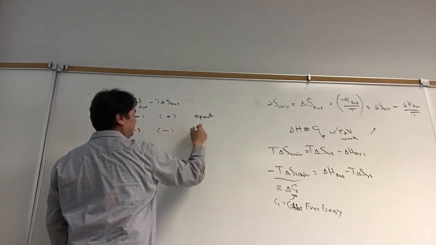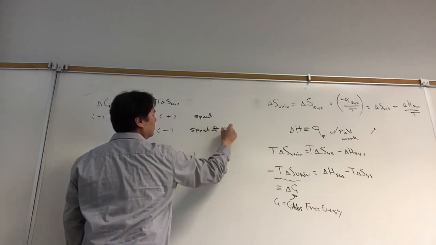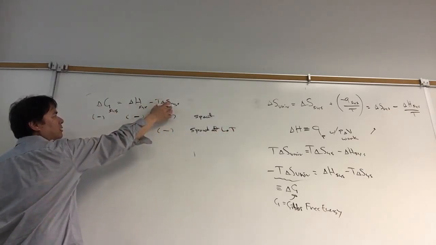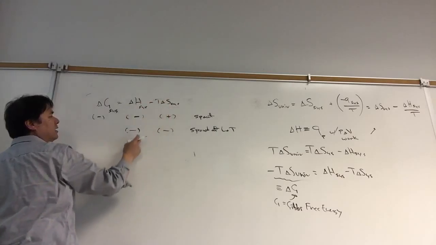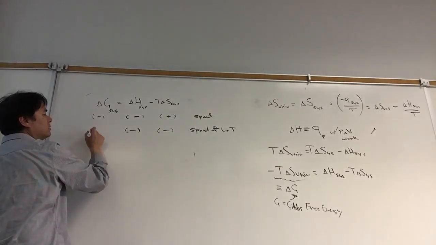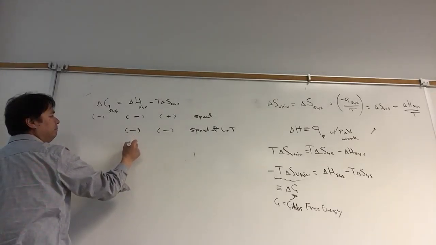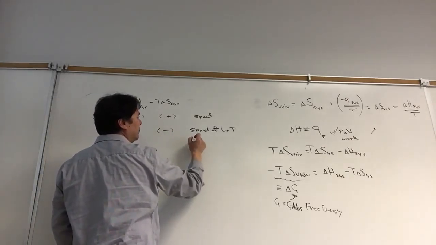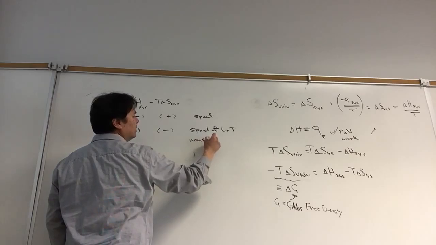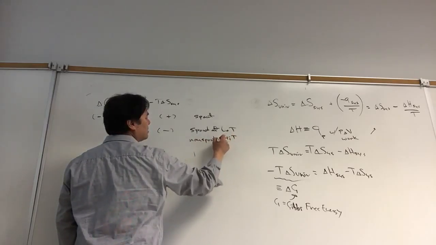We call this spontaneous at low temperature. Because at low temperatures, this term is going to be smaller, and it's positive. And so if this term is positive and smaller, then the whole thing can be negative. So this is going to be spontaneous at low temperature. But if the temperature is high, then the entropy term dominates, and it'll be non-spontaneous. So it's non-spontaneous at high temperature, spontaneous at low temperature.